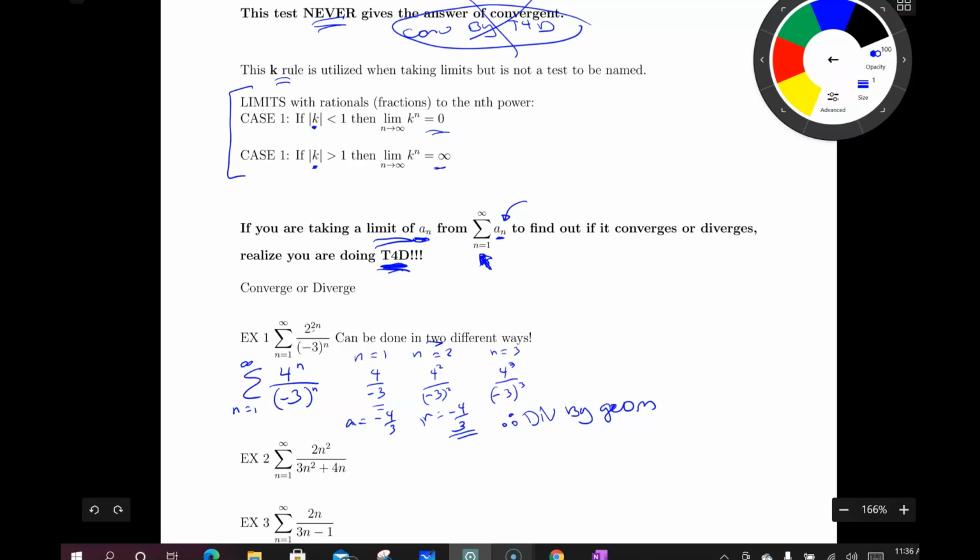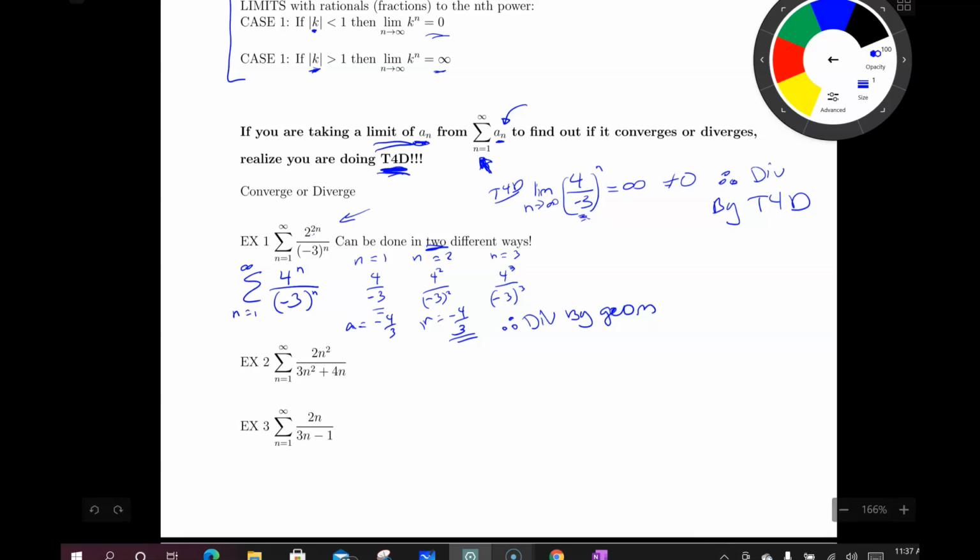So that's one way. I wanted to talk about there's more than one way for this problem, not too many of them have more than one way. But if I want to look at this and I think, I'm going to try test for divergence. That means of this sum, I'm going to take the limit of the nth term. So the nth term is 4 over negative 3, to the n. Hey, that number's absolute value is bigger than 1, so that equals infinity. Doesn't equal 0, so the whole thing diverges by T for D. So you have options.